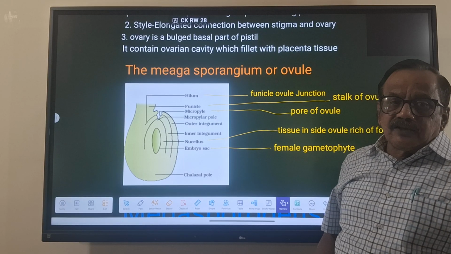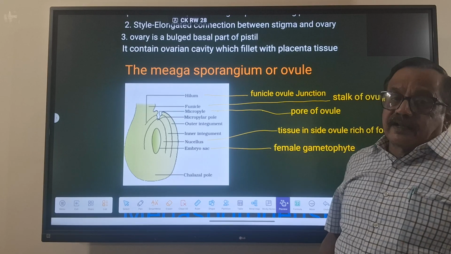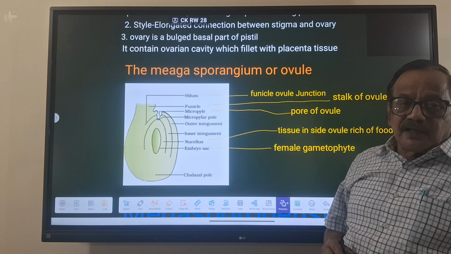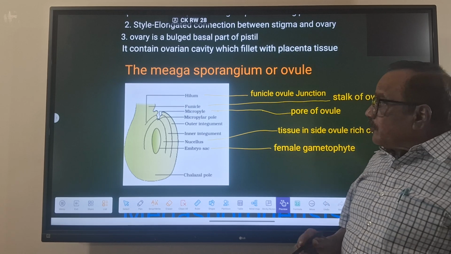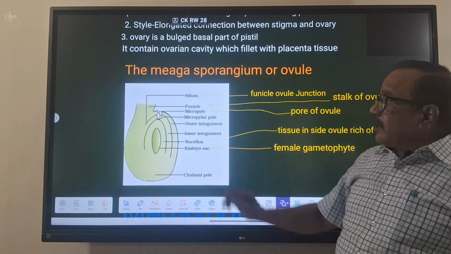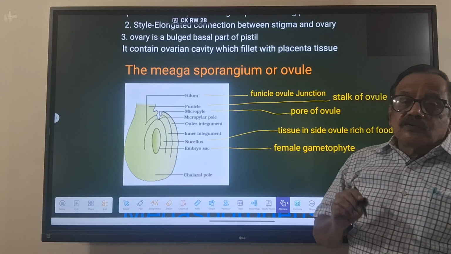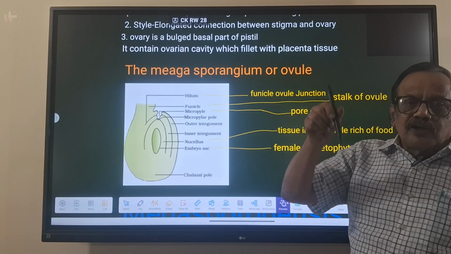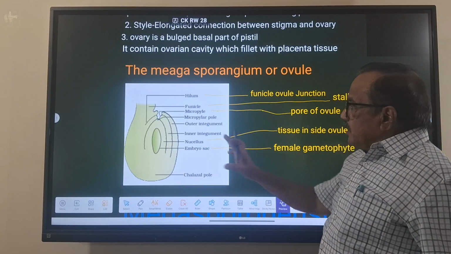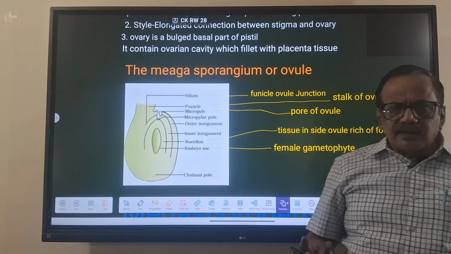Like the exine leaves a pore in the pollen grain, the pore present in the pollen grain is a germ pore, and the pore present in the ovule is the micropyle. The micropyle pore is useful for the entry of the pollen tube.